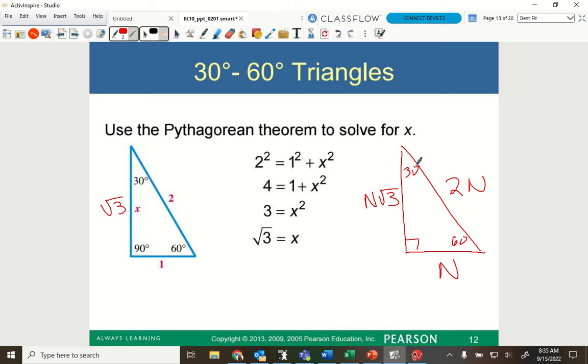So if I know what this side is right here, if I know what the bottom is, what would I do to find the hypotenuse? Multiply by 2. What would I do to find the height if I had this one right here? Multiply times square root of 3. But it's a radical, so guess what? You could just leave it alone. You don't have to put it in the calculator. Okay, radicals are your friend, leave it alone.